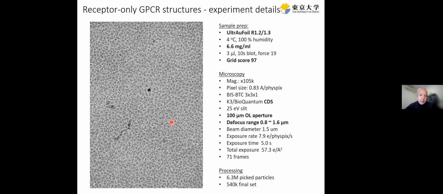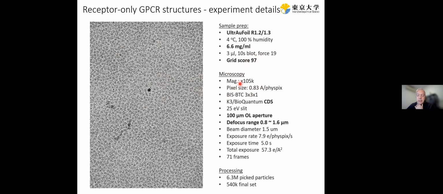These are the dataset details for the receptor-only structure. So again, quite a high concentration to get this nicely packed in thin ice distribution. So basically the idea is to have a single layer of molecules, kind of keeping the ice from collapsing. And this grid has a very high score. So both numbers are independent. So it's not 97, it's 9 and 7. So the first one is the grid quality and ice quality. The second one is the particle distribution.